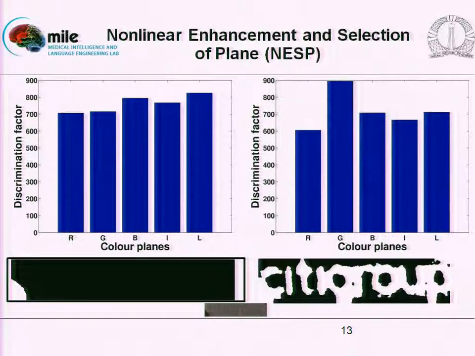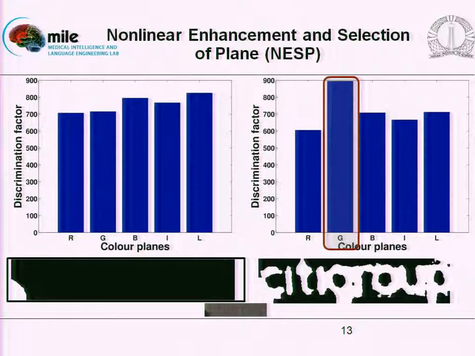Instead of going to grayscale, we thought of exploring other domains, and this is RGBIL. R stands for red, G for green, B for blue, I for grayscale or intensity, L for lightness. We measured the discriminant value, and without power law, it used to choose lightness. When we binarized it, it showed a difference.